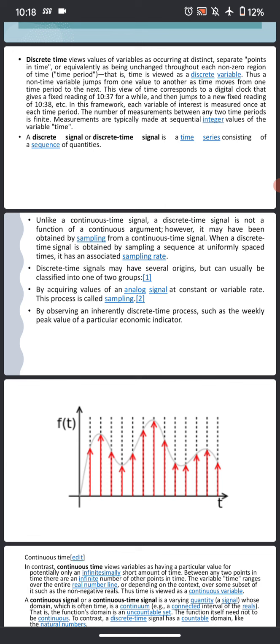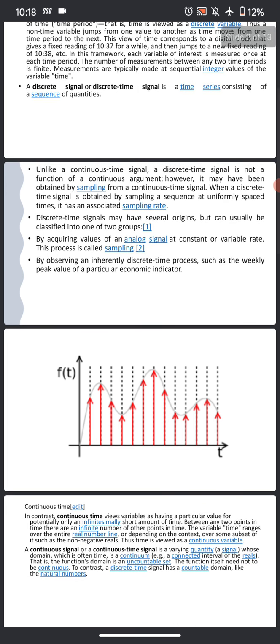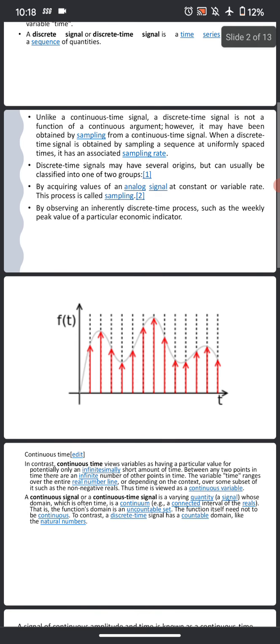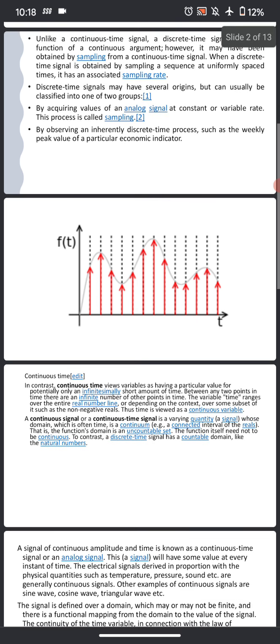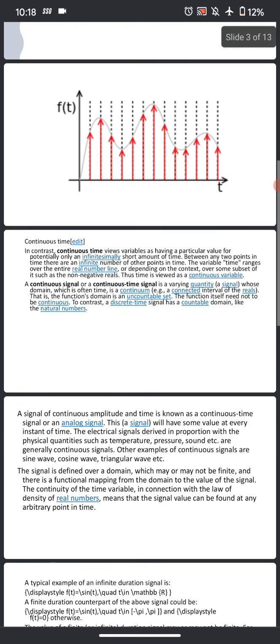Discrete time signals may have several origins, but can usually be classified into one of two groups. By acquiring values of an analog signal at constant or variable rate. This process is called sampling. By observing an inherently discrete time process, such as the weekly peak value of a particular economic indicator. So you have a graph showing that.